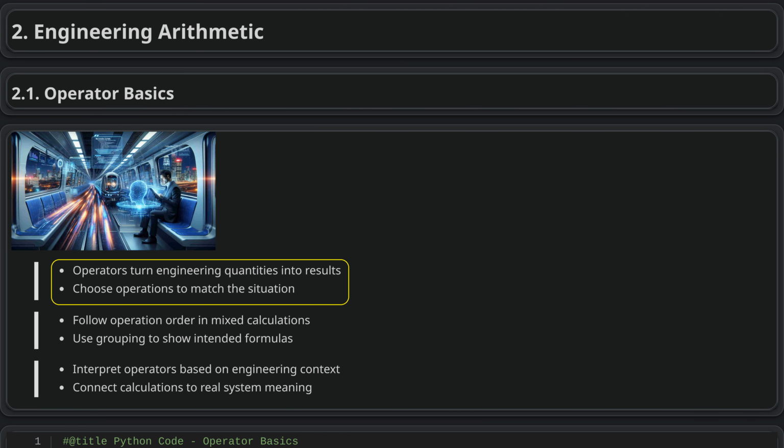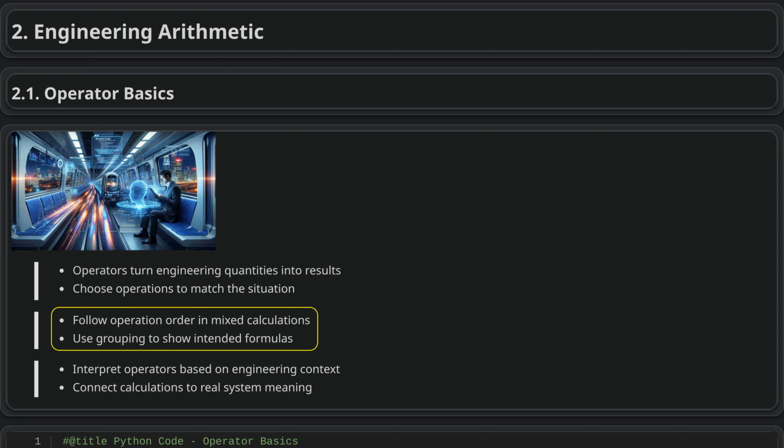Arithmetic operators help engineers turn measurements and assumptions into useful results. Basic operations, such as adding, subtracting, multiplying, dividing, using powers, and finding remainders can be combined to model real situations like total mass or average load. Choosing the right operator is important because it keeps the calculation aligned with the engineering problem.